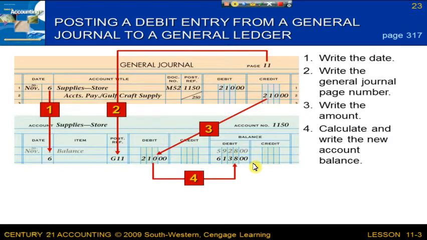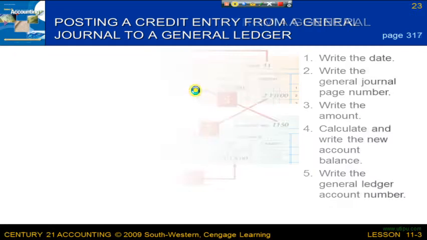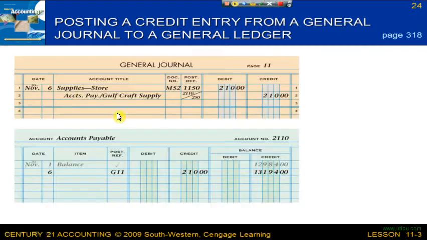Step number 5 is always our final step, where we come back up here and we're going to write the general ledger number in the account. General ledger account number, the 1,150, goes in our post reference. Now we're going to post a credit from the general journal to the general ledger. So what we're doing this time is just posting the second half of this transaction.